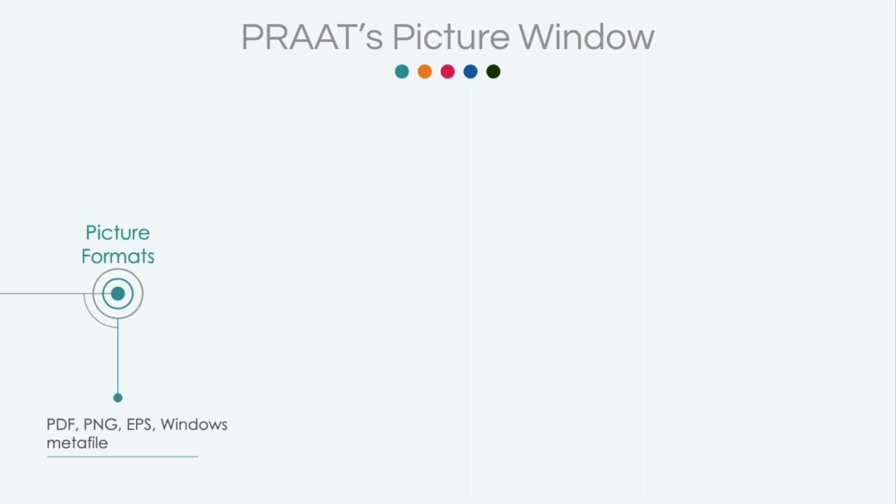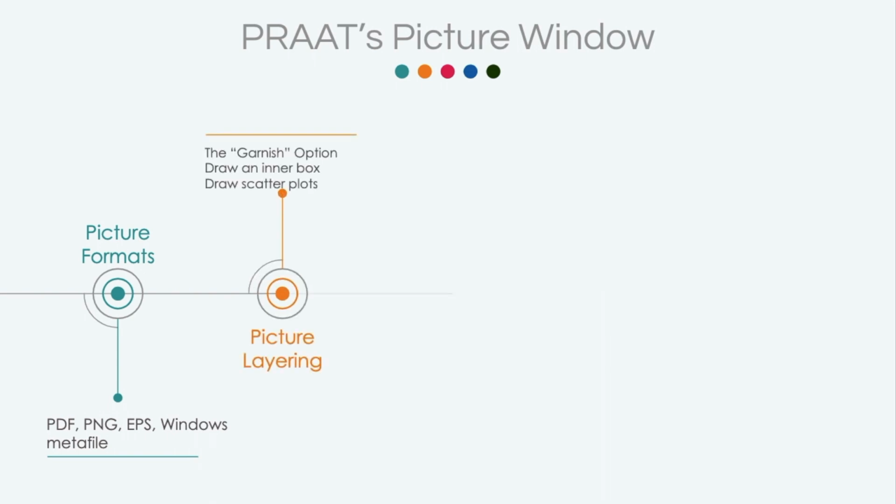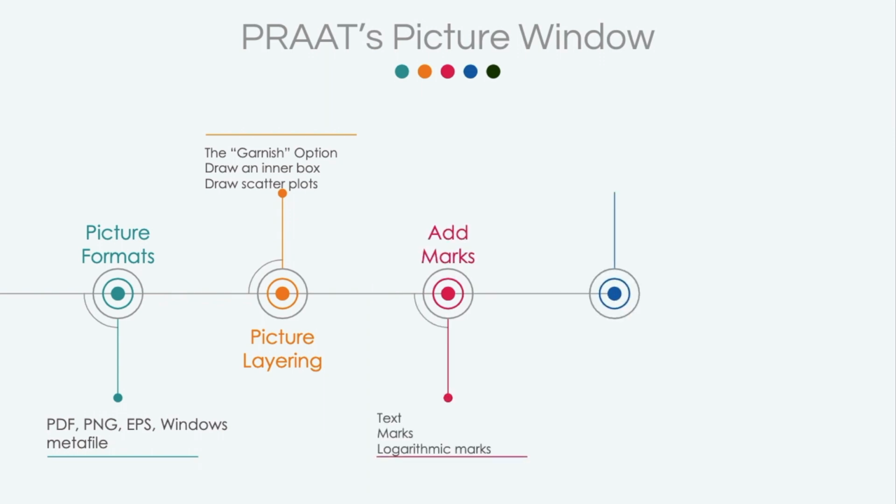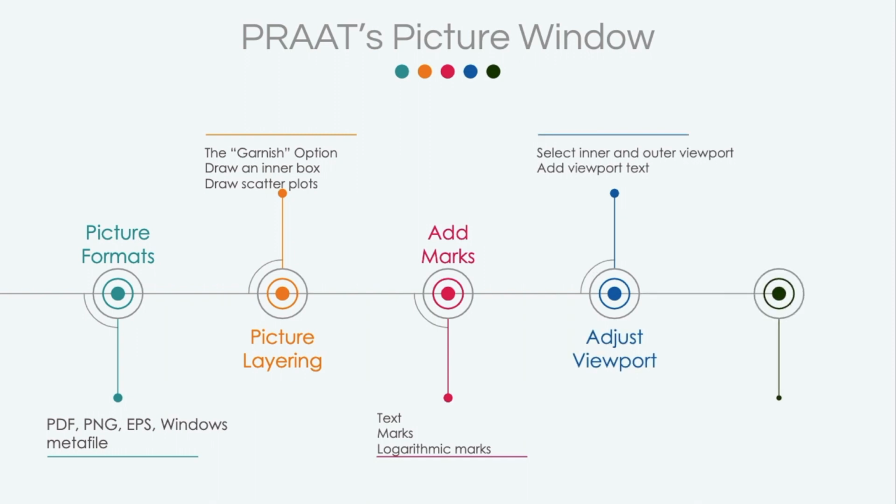The picture window in Praat allows us to produce high-quality images usually necessary for publication. The software can produce and layer pictures of spectrograms, waveforms, pitch, and other speech aspects. It also allows us to add marks and manually adjust the picture canvas, insert pictures from files, and use phonetic symbols, among others.